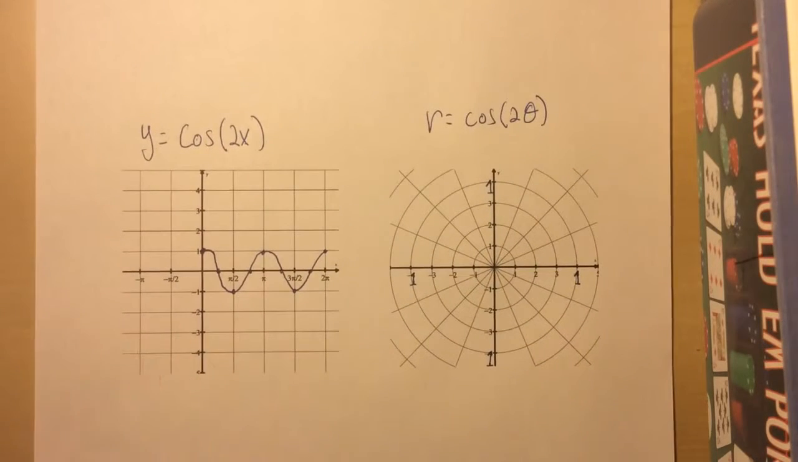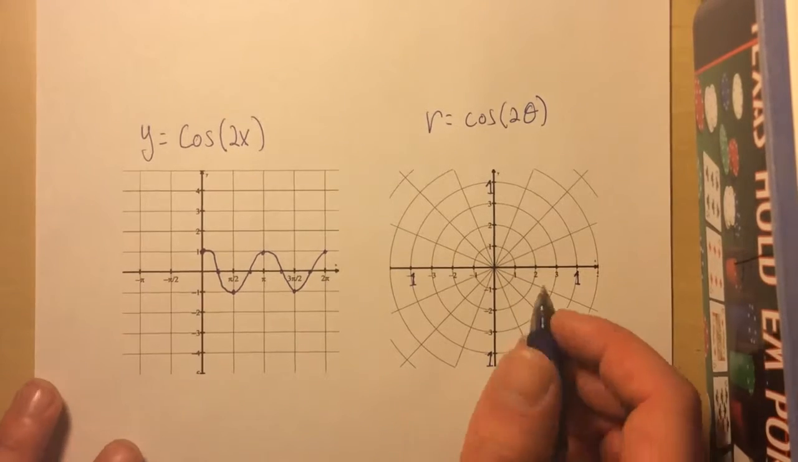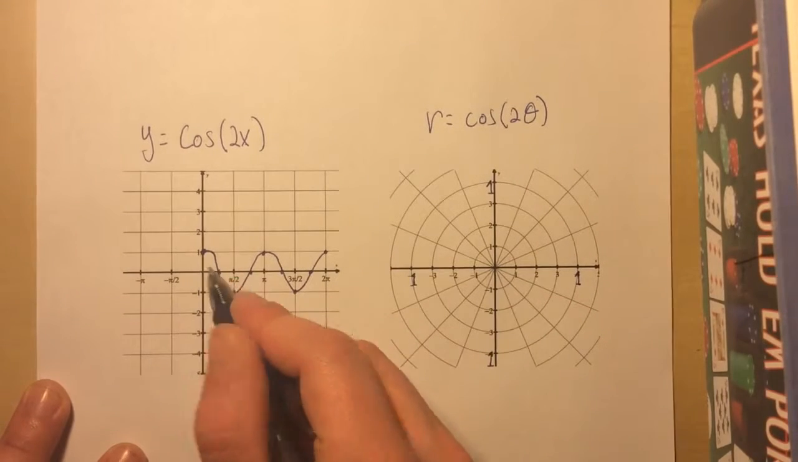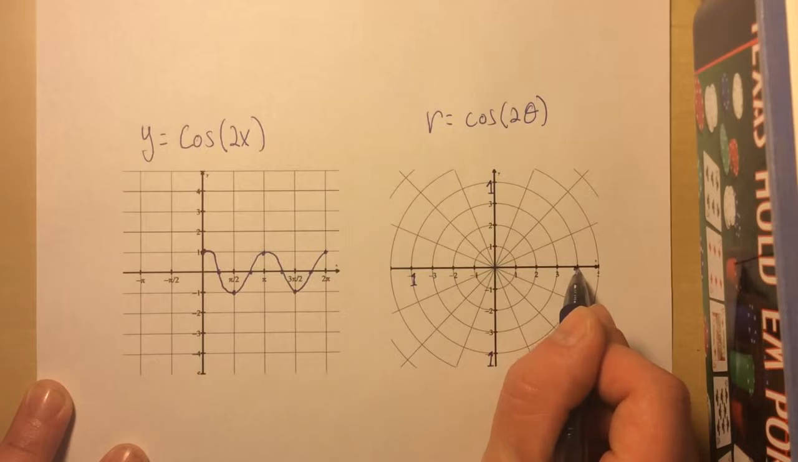Now let's do cosine 2 theta. Now I'm going to do this a bit quicker. We're starting at 0 comma 1, so it's going to be out here.